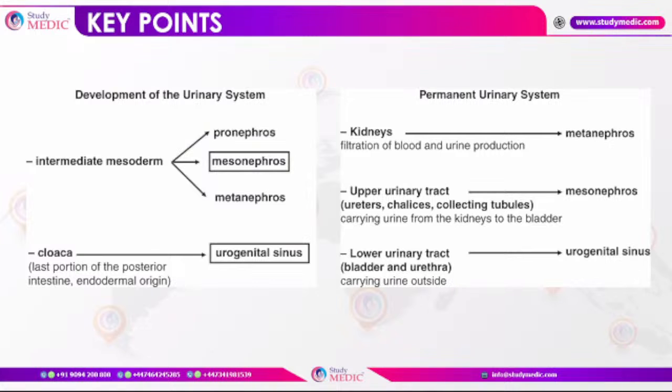So the permanent urinary system, the kidneys, are formed from the metanephros. The upper urinary tract, that is the ureter, the calyces, and the collecting tubules, are formed from the mesonephros, and the lower urinary tract, which constitutes the bladder and the urethra, is developing from the urogenital sinus. So these are some important key points not to miss in the development of the urinary system.